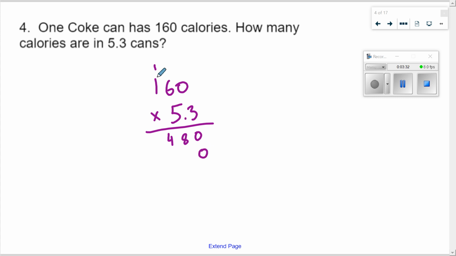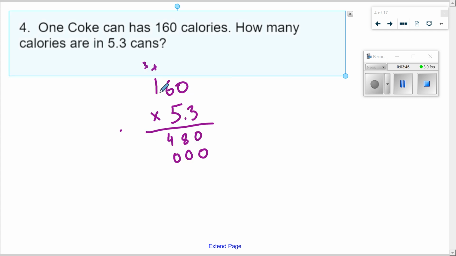Put a 0 here as a place value holder. We'll cross that out because we don't need that anymore. 5 times 0 is 0. 5 times 6 is 30, so I'm going to put the 0 down here. Carry the 3 up there. Oops. 5 times 1 is 5, plus this 3 is 8. So right now the digits are 0, 8, 4, 8. I'm adding up. And I need to go 1 decimal place, and none up here, so 1 decimal place over would be right there. So it's 848 calories.